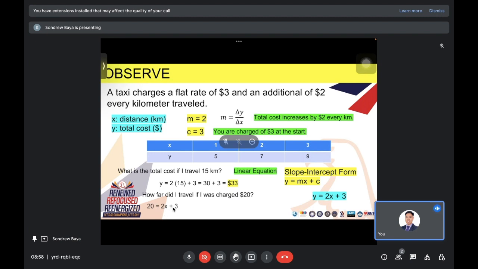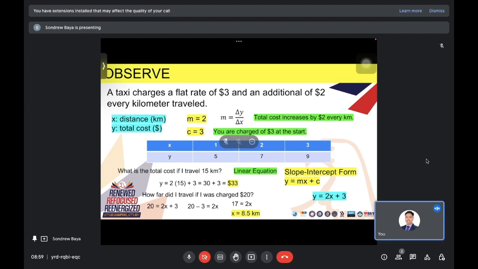So we can manipulate this by isolating the x, meaning the x should be the one to remain on one side. To do that, we have to transfer the 3 to the other side. Thus, we have 20 minus 3, which gives us 17, equal to 2x. And to find x, we need to divide both sides by 2. And by doing that, we get 8.5 kilometers. So a $20 charge would be given for a distance of 8.5 kilometers.